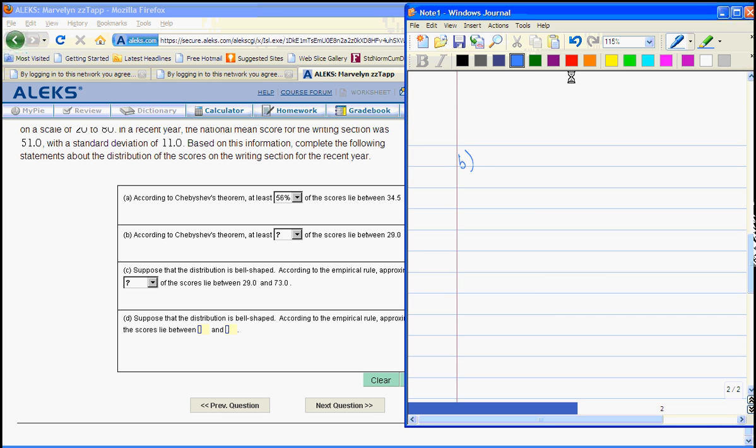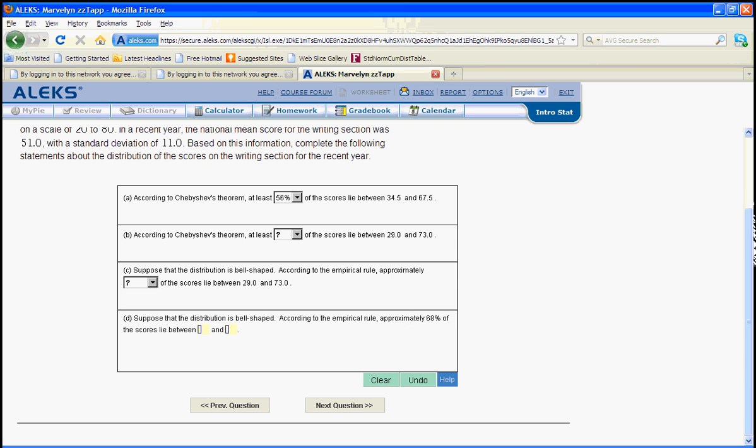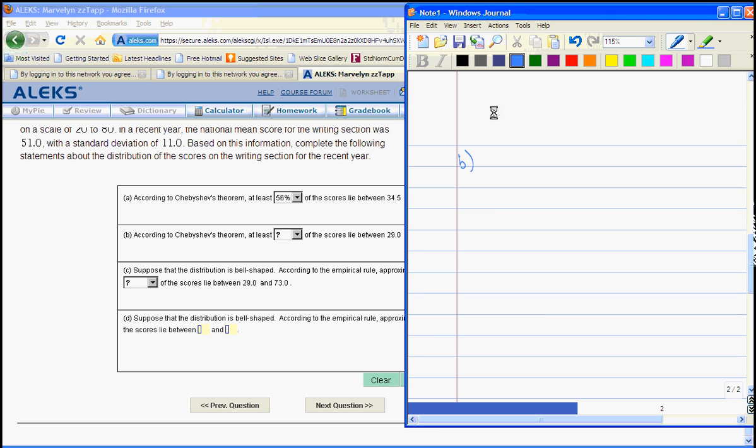So part B, first I'm going to decide how far away I am from the mean in terms of standard deviation. So the upper limit, and it doesn't matter which one you do, the lower or the upper, but I'll say 73 minus 51 is 22. And then 22 divided by the number of standard deviations is just 2. So K is 2. So 73 is 2 standard deviations away, one group of 11 and then a second group of 11 away from the mean 51.